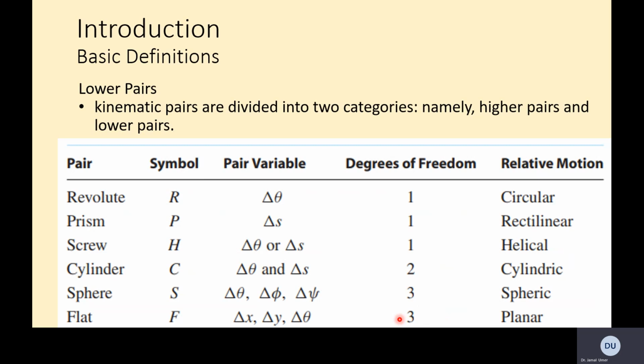So you see the pair variables are also linked to the degree of freedom. You have degree of freedom and pair. These are very good examples. Here you have delta theta and delta S because both are independent, so it says 2 degrees of freedom. But here you just need one of those, delta theta or delta S, so you have just 1 degree of freedom. All right.